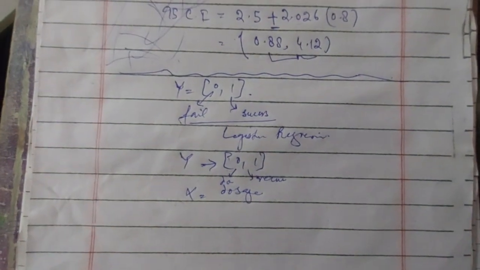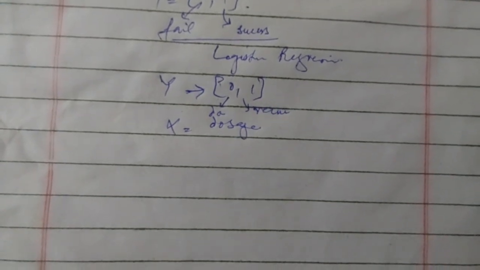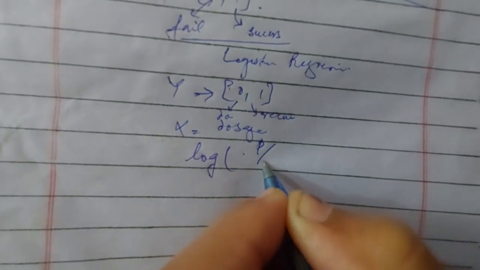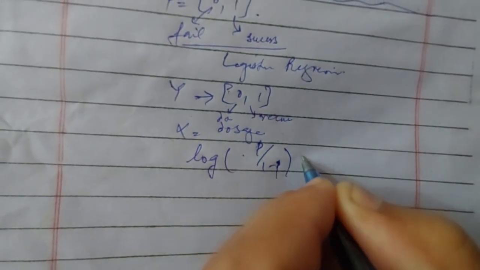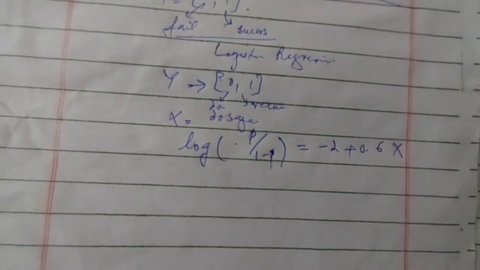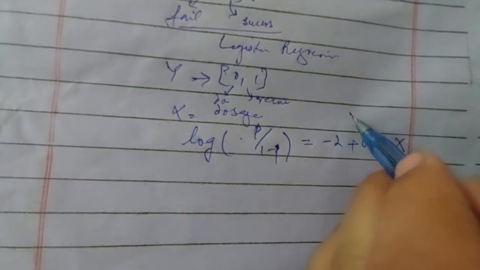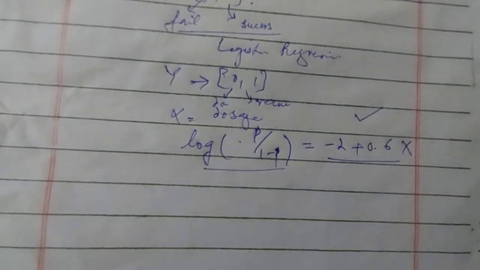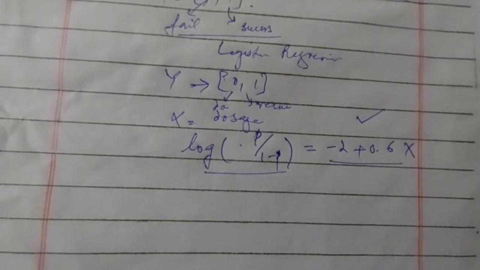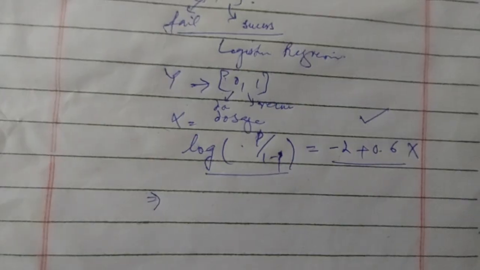dosage. And we are given the relationship, log of p divided by 1 minus p is equal to minus 2 plus 0.6 into x. This is the regression equation. This is the relationship between the dosage x and the success, y is equal to 1. So p is when y is equal to 1.